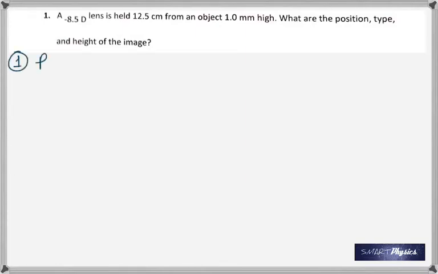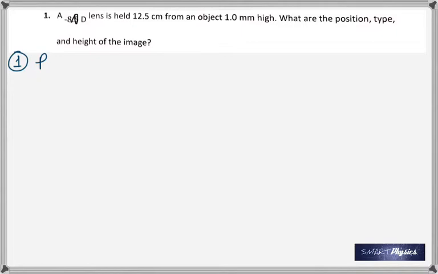This first question talks about a negative 8.5 diopter, let me make it 8 diopter lens held 12.5 centimeters from an object 1 millimeter high. What are the position, type and height of the image?